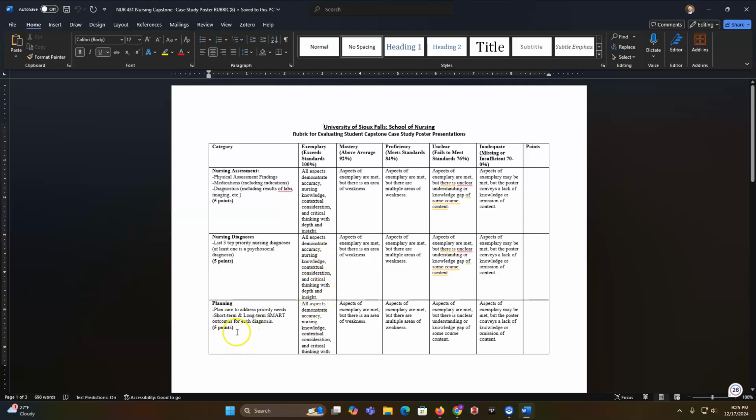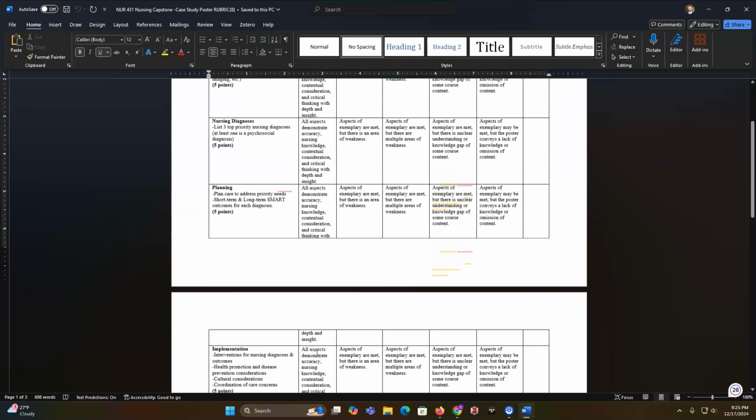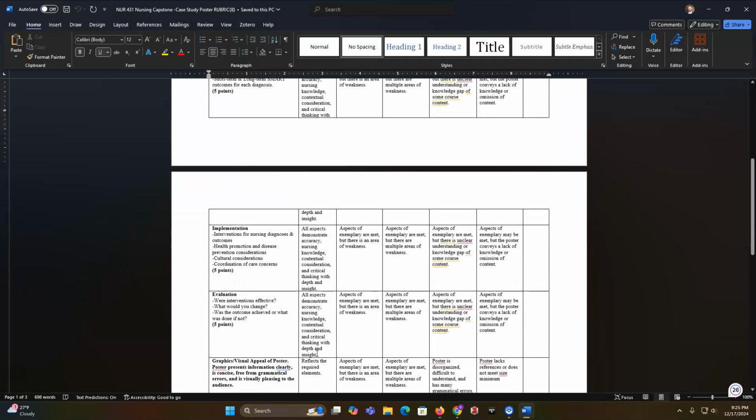Planning wise, did you have the priority needs? Did you have SMART goals and SMART outcomes? Did you meet all these? Implementation. So what did you do? What was your nursing diagnosis? What are the outcomes? What did you do for health promotion and disease prevention considerations? What are your cultural considerations? And what's your coordination of care? Did you talk about all these things?